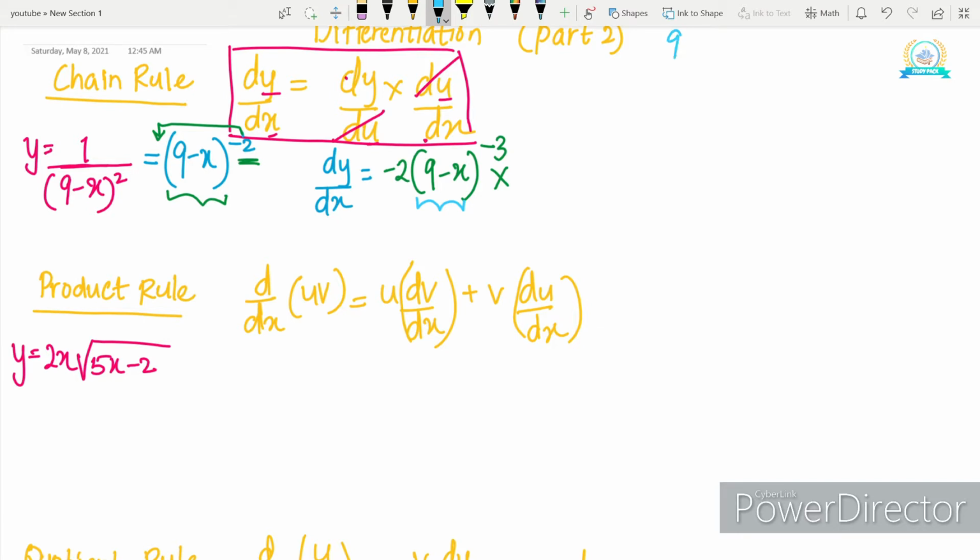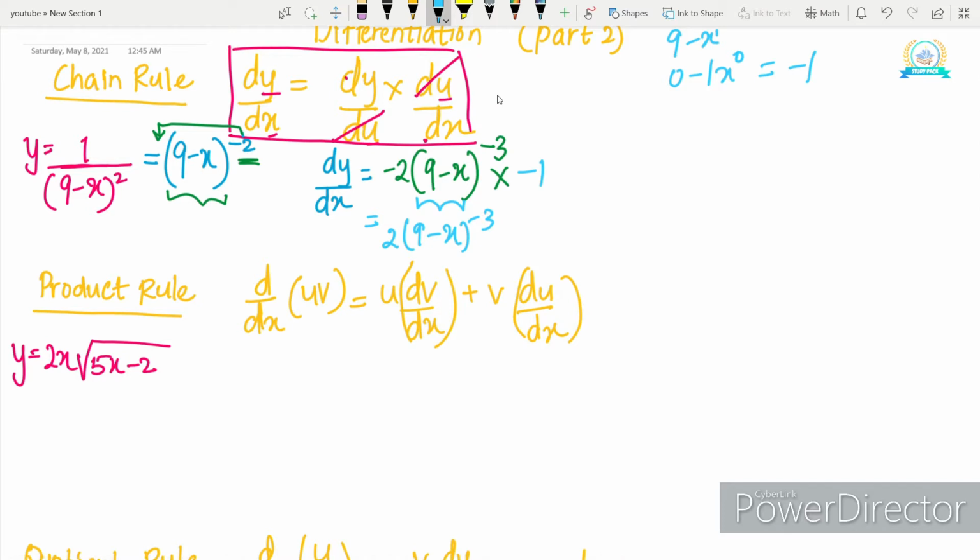If you differentiate 9 minus x, the constant differentiates to 0, and for minus x, you bring the power 1 to the front, and x to the power 0, so it's basically just minus 1. So that will be times minus 1, and I write it down here: 2 (9 minus x) to the power minus 3. That's one method, and yes, the best method, I should say.